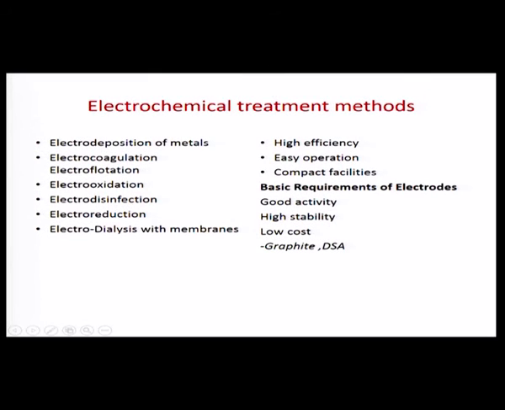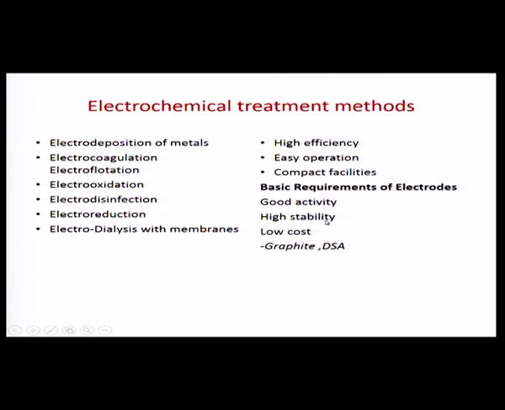And the basic requirement of the electrode is very important again. The electrode should have good activity, it should last for a long time with high stability, and it should also be low cost. So, this is a requirement, because the electrode is where oxidation or reduction actually takes place.